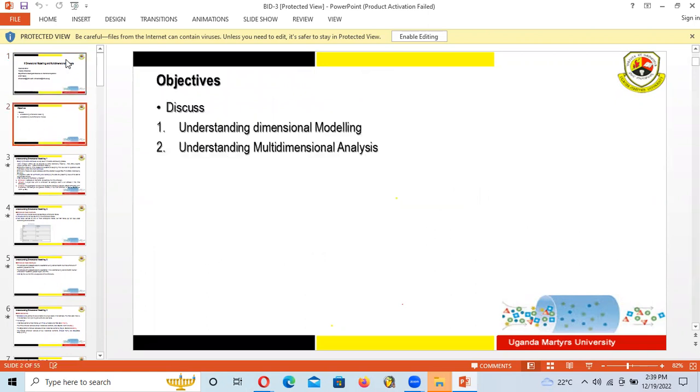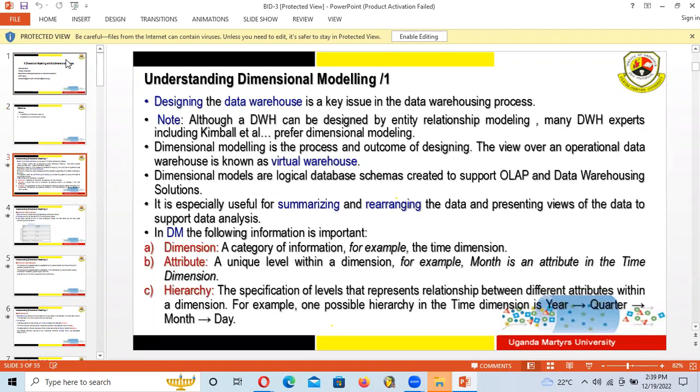So here we're going to discuss dimensional modeling and understanding multidimensional analysis. Dimensional modeling involves designing the data warehouse. It is a key data warehousing process. Note, although a DW can be designed by entity relation modeling, we need DWH experts, including Kimball, to perform dimensional modeling. Dimensional modeling is the process and outcome of designing.